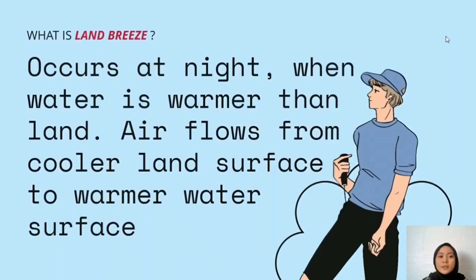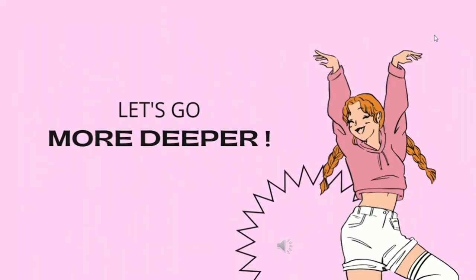Okay. So first, what is land breeze? The basic definition that everyone knows about land breeze is that it occurs at night when water is warmer than land, where the air flows from the cooler land surface to the warmer water surface. So let's go deeper into land breeze.